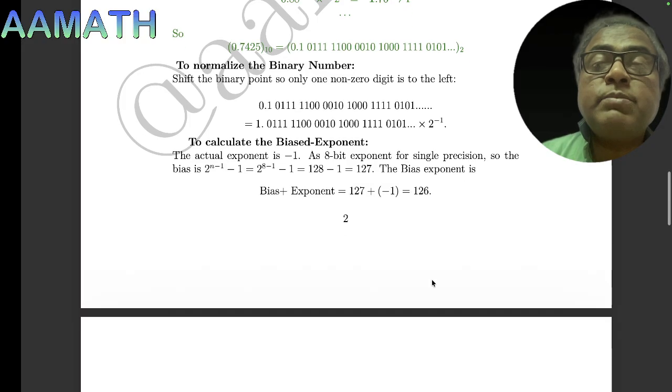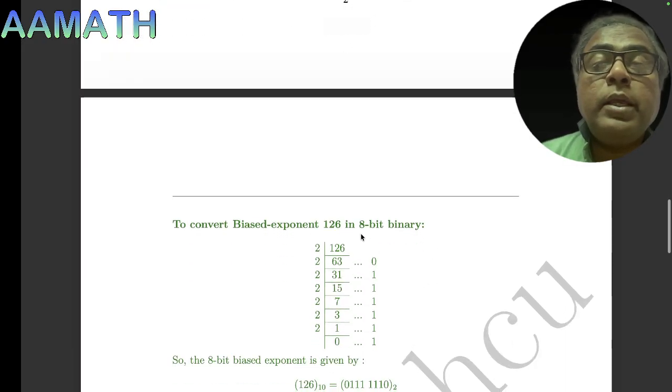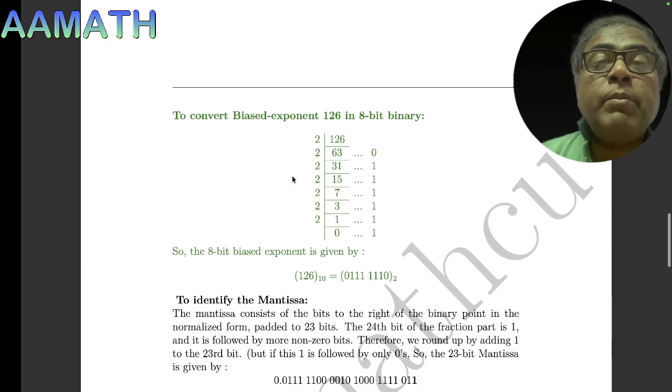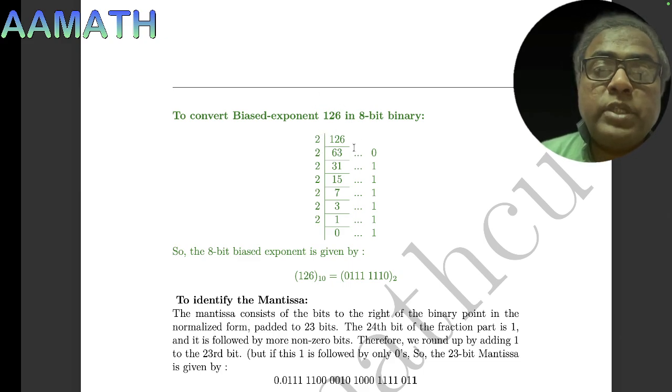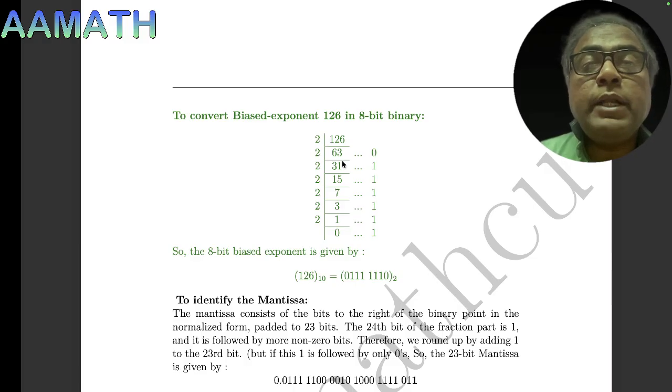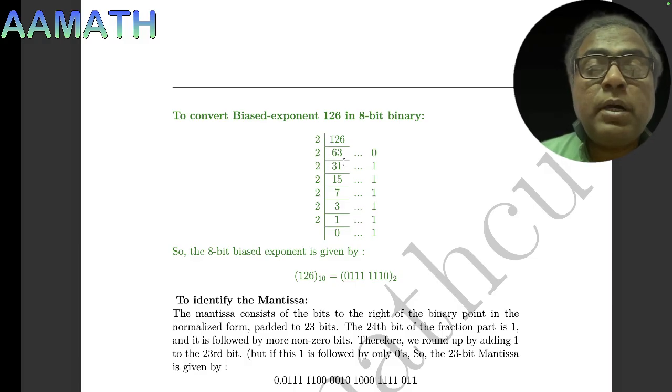Now we convert this biased exponent to an 8-bit binary number. The integer is 126 in decimal. So 126 divided by 2, we get the quotient 63 and remainder 0. Again divide by 2, the quotient is 31, remainder is 1, and so on. The last remainder is 1.